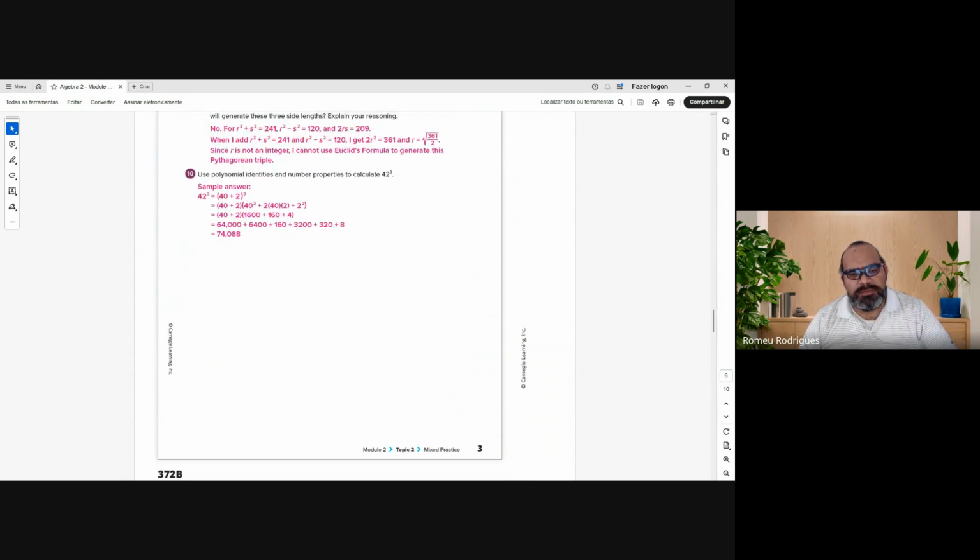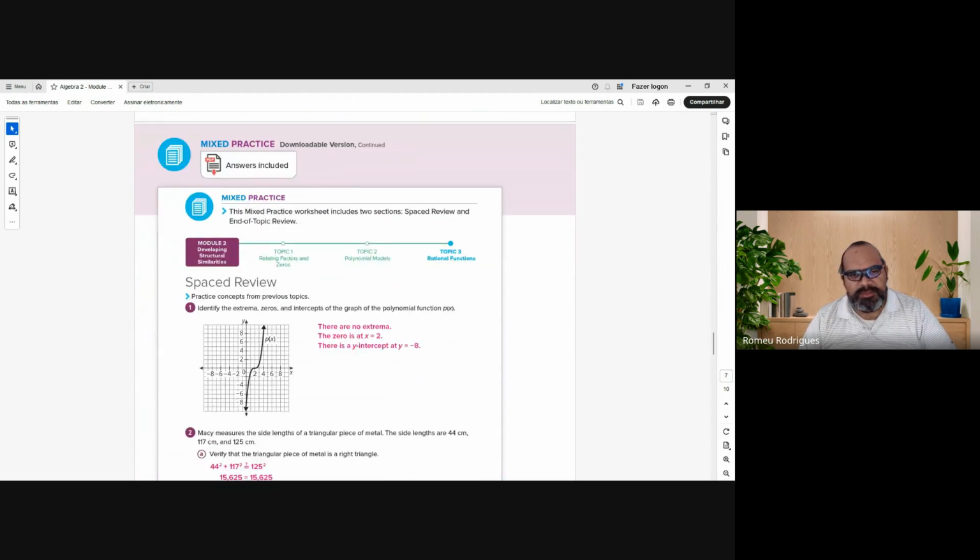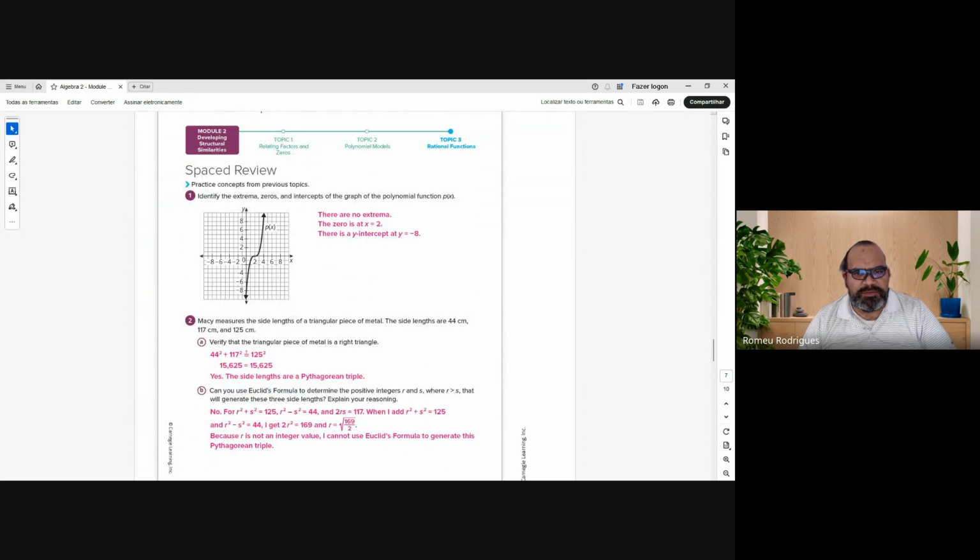Let's go to the next one. Pause the video. Page 7 is just a space review. We have zeros here, no extremas. The zero is at x equals 2, and the y-intercept is -8 over here.